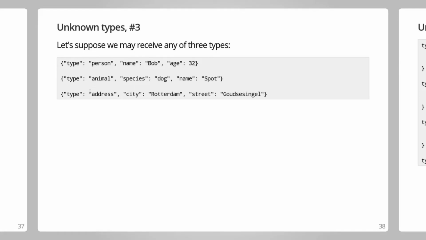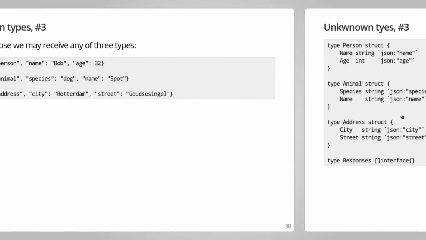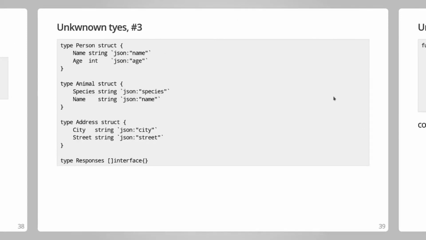I have a person, an animal, or an address. And other than the type field, everything else about the object is arbitrary or completely different. So I've defined my 3 core types: person, animal, and address. And then I create my container, my responses, which is a slice of empty interface.